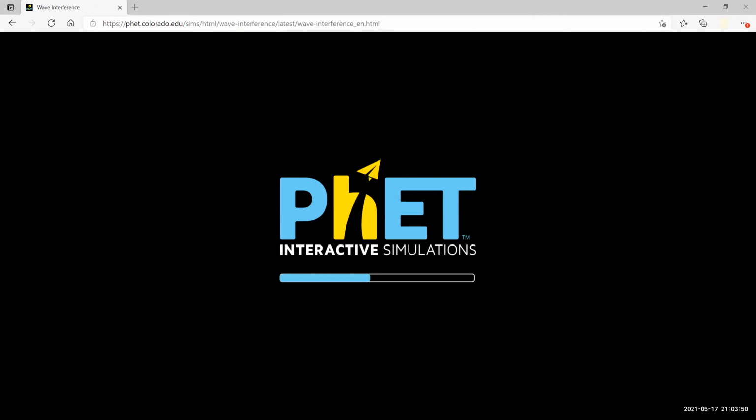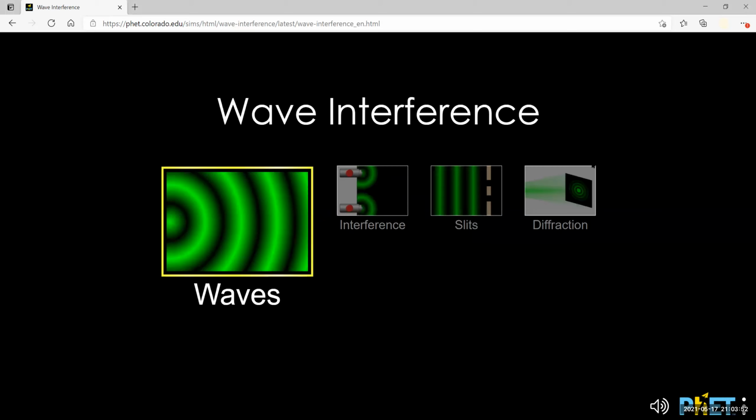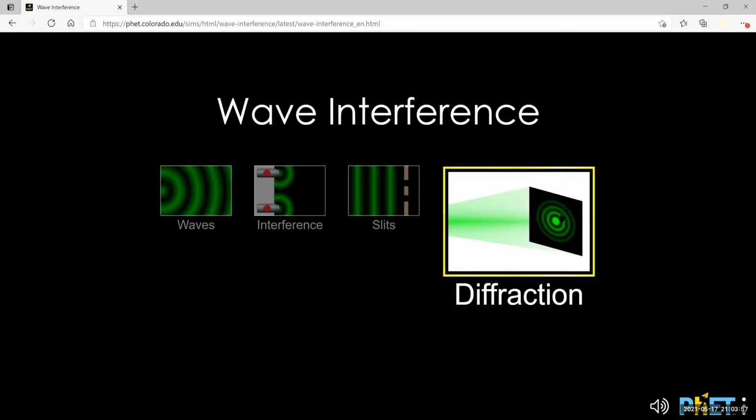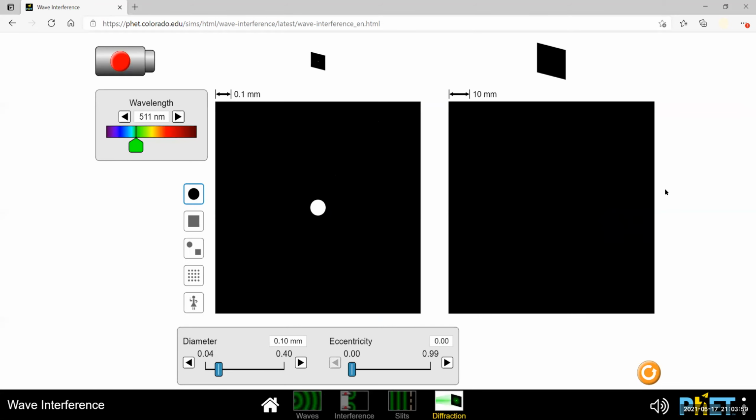Okay, so the PhET simulation comes up when you load it. The first part says go to the diffraction. I'm going to double click on the diffraction to load. And this is more or less how it looks. But there are a few things. From the get-go, the wavelength is going to be 511 nanometers. So leave it as is, okay?